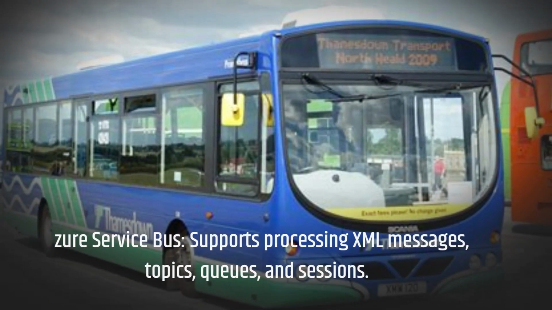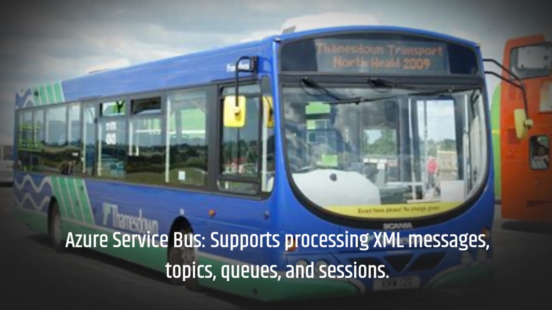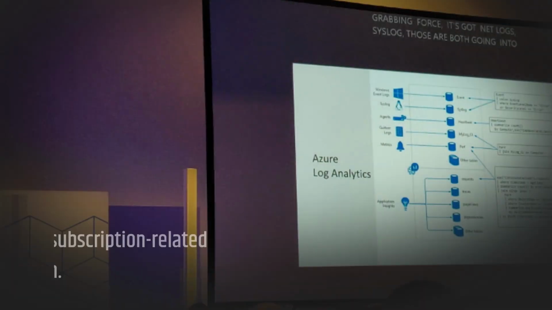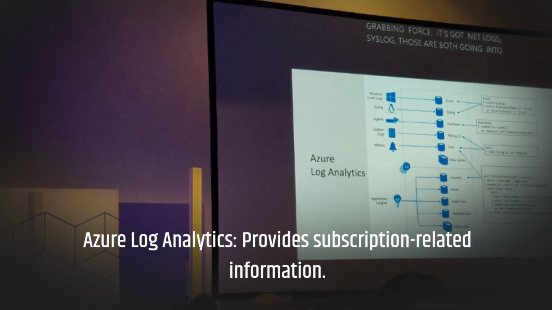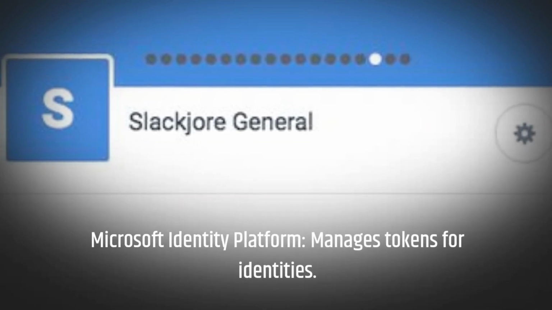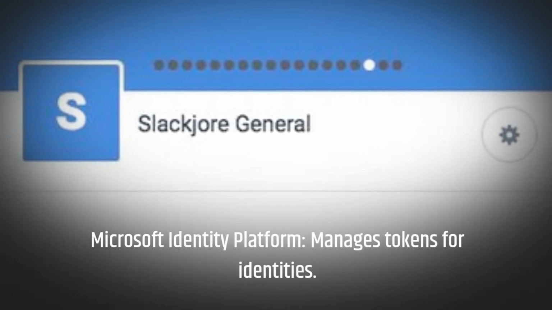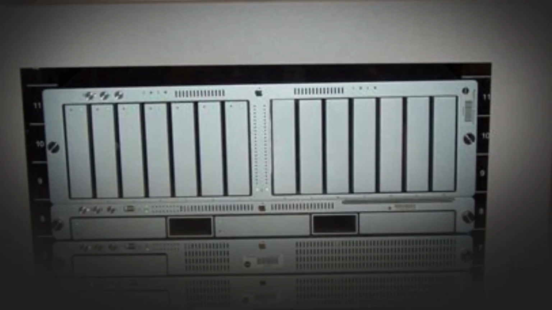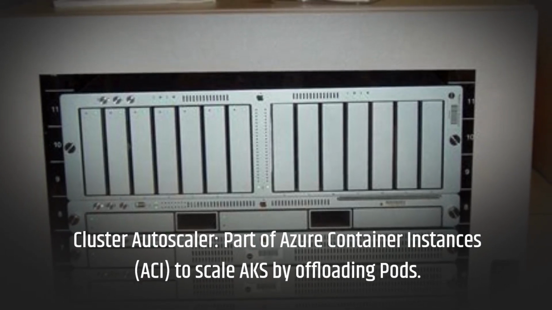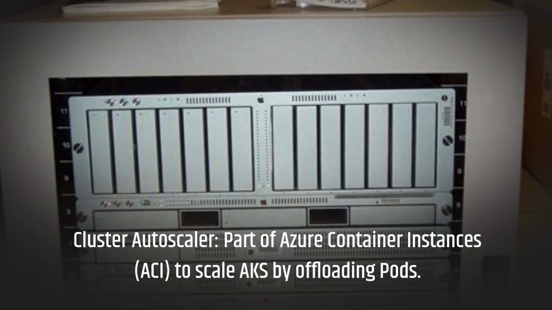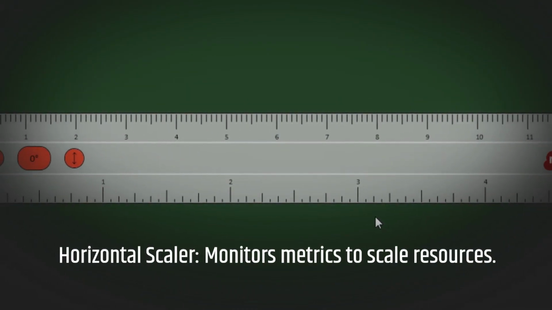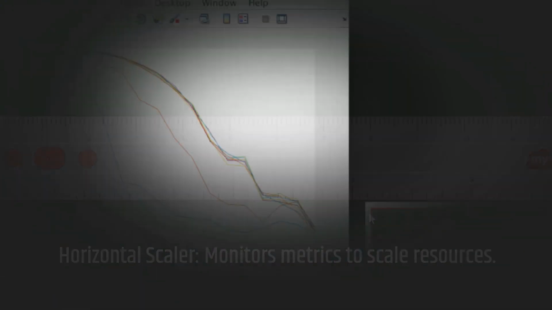Azure Service Bus supports processing XML messages, topics, queues, and sessions. Azure Log Analytics provides subscription-related information. Microsoft Identity Platform manages tokens for identities. Cluster Autoscaler, part of Azure Container Instances, ACI, to scale AKS by offloading pods. Horizontal Scaler monitors metrics to scale resources.